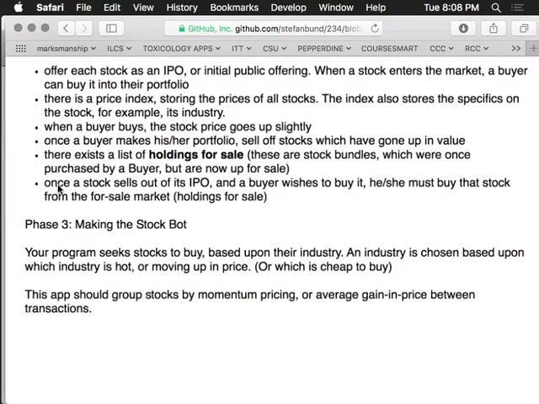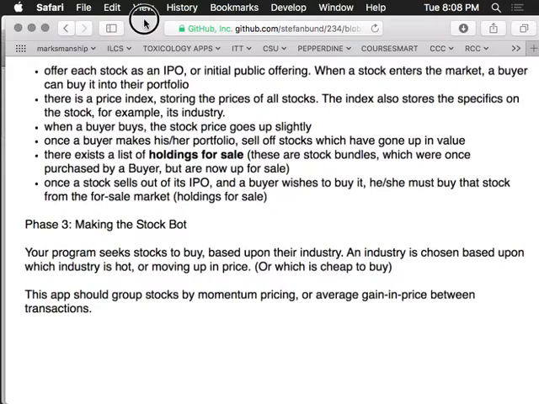And then what we're also interested in, we're going to talk about this in a separate talk, but once the stock sells out of its IPO, i.e. the initial public offering is finished and the IPO quantity is 0, if a buyer wishes to buy it, he or she must buy that stock from the for sale market, using the holdings for sale.